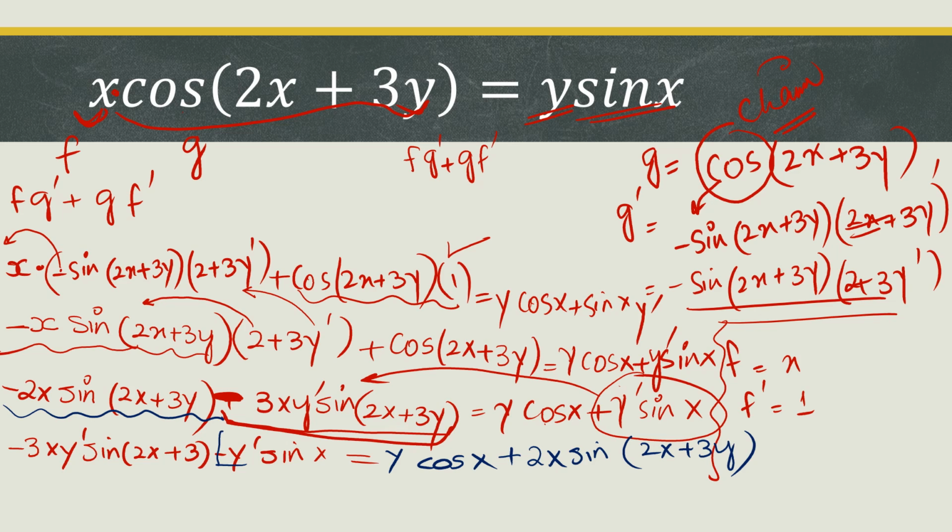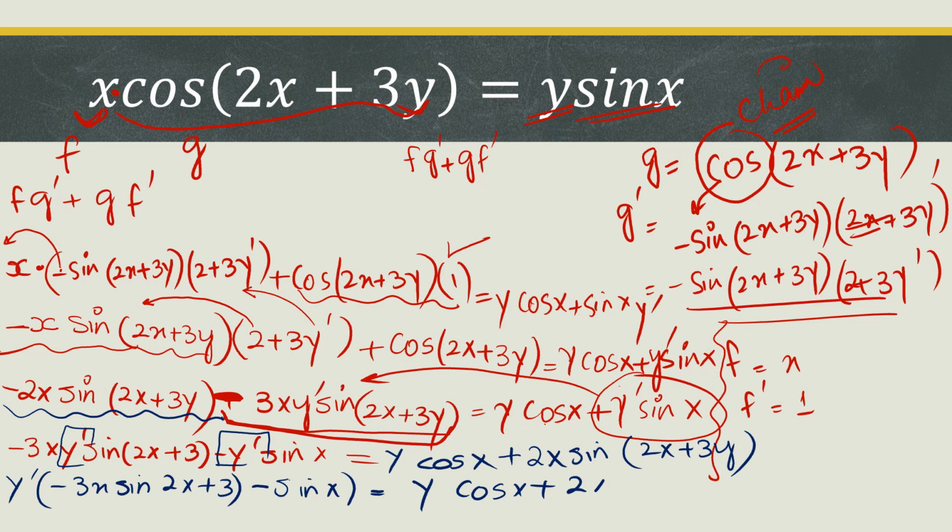Now take the y prime common. Take the y prime common. So you will get y prime times (minus 3x sin(2x + 3y) minus sin x) equals to the whole term stay as it is. Don't try to take any commons from the other side. Now after doing that, divide both sides by this whole term.